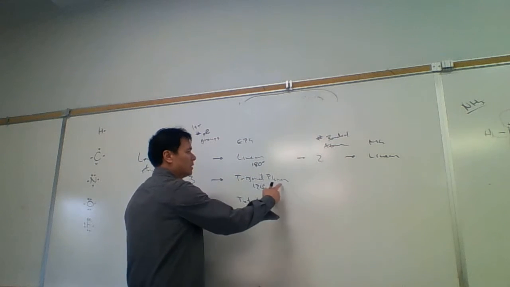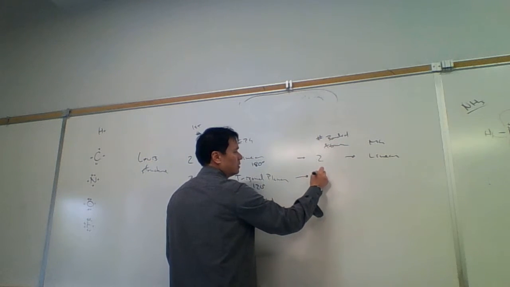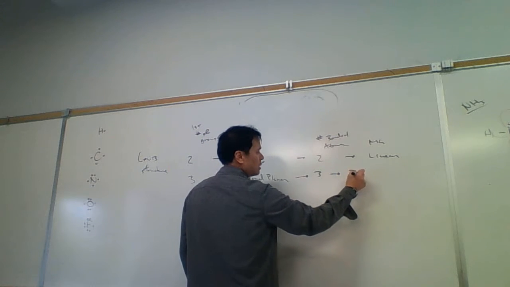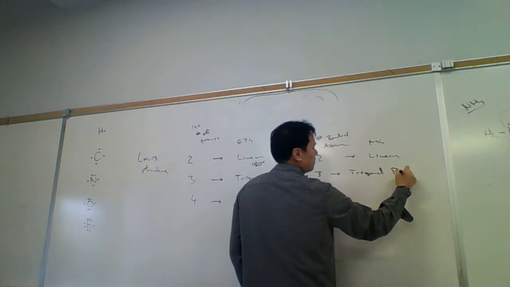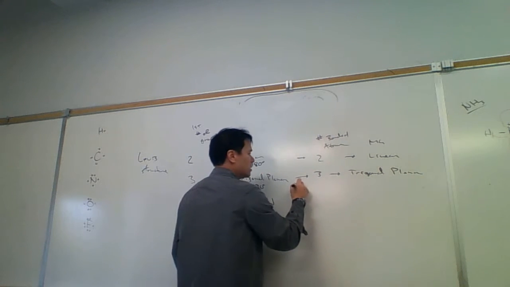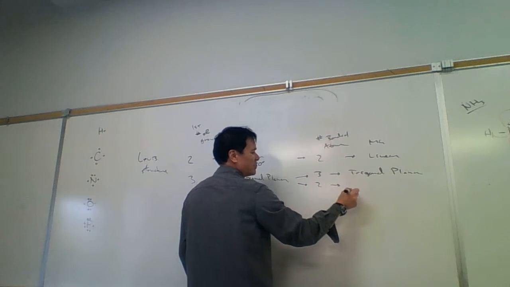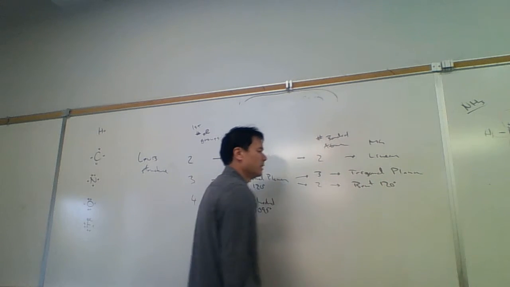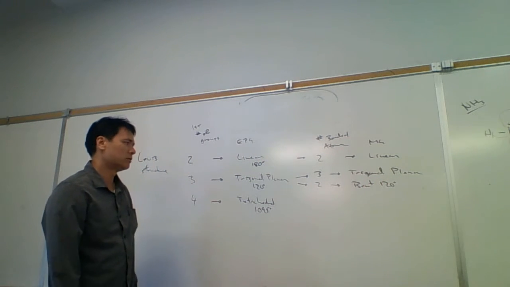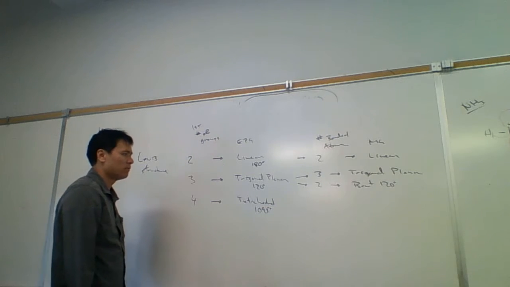For trigonal planar, we have two choices. It's either going to be three bonded atoms, which is going to give us an MG of trigonal planar. This is the same. Or it's going to be two bonded atoms, which would give us a bent. But it's going to be bent at 120. So there are two bents. There's a bent at 120 and there's a bent at 109.5.